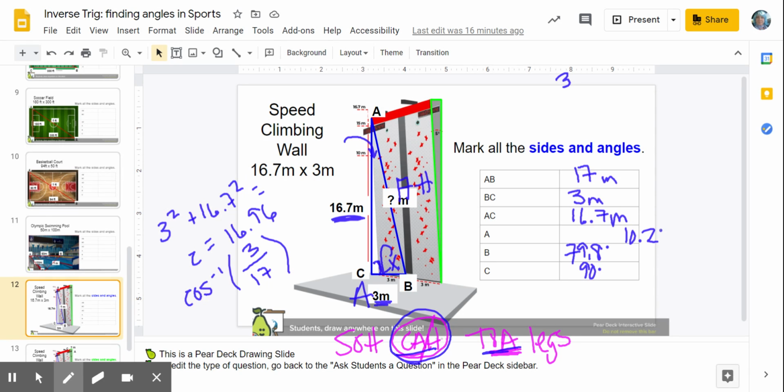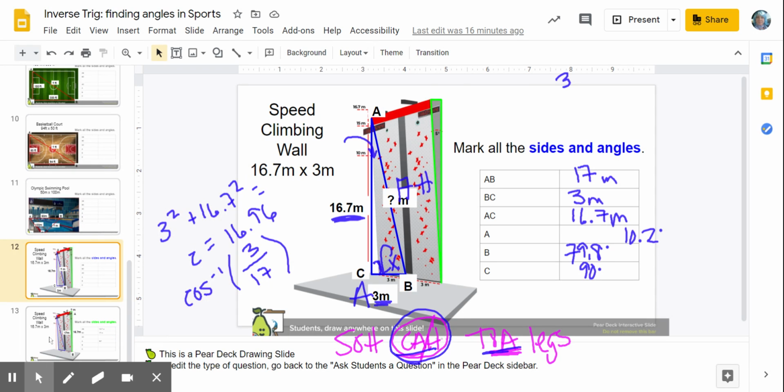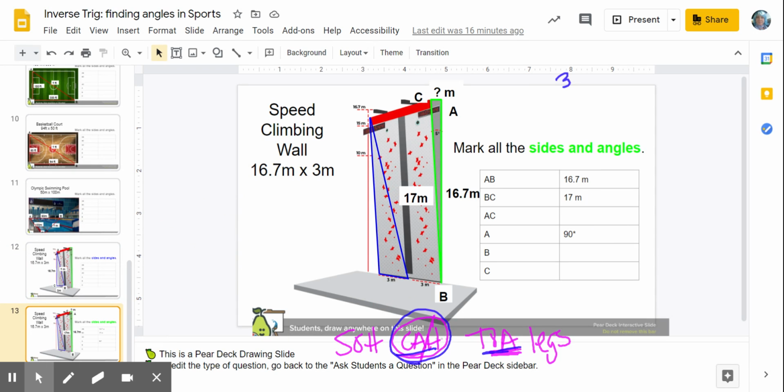So when you're climbing a rock climbing wall, you've got a really long, narrow thing that you're climbing up. Are you so excited? So now we've got this little green sliver of a triangle.